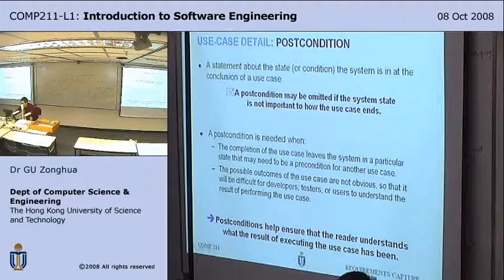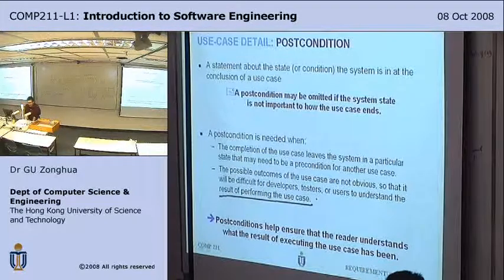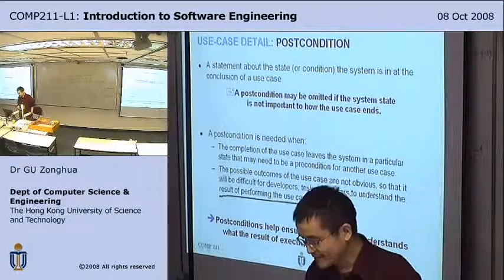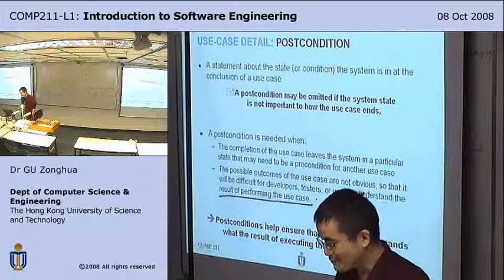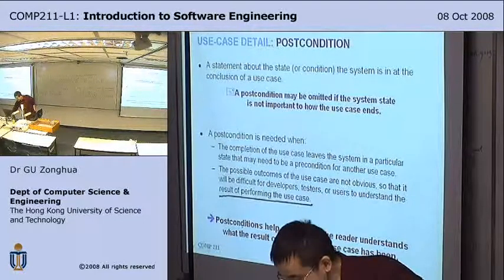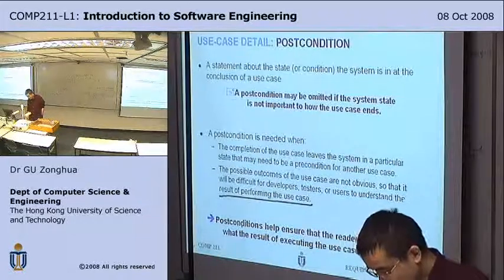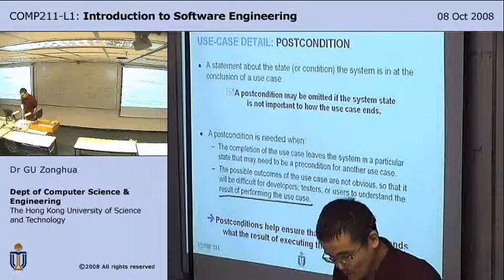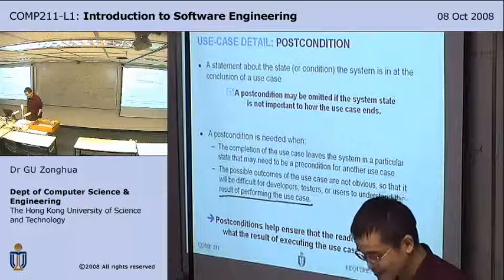So if the possible outcomes of the use case are not obvious, it will be difficult for developers, testers, or users to understand the result of performing the use case. So then you specify the post-condition explicitly to specify the exact outcome of the use case. What happens at the end? Post-conditions help ensure that the reader understands what the result of executing the use case has been.